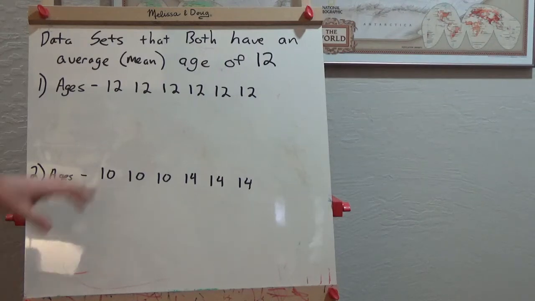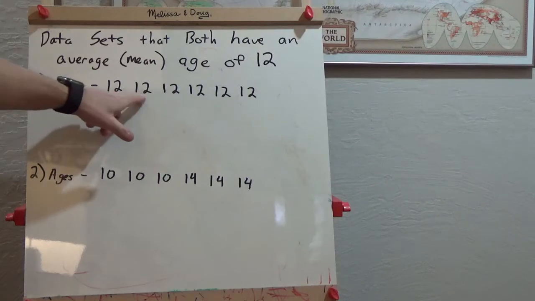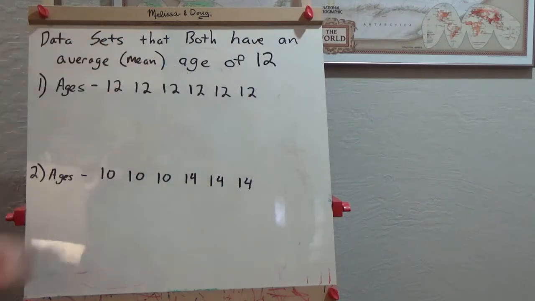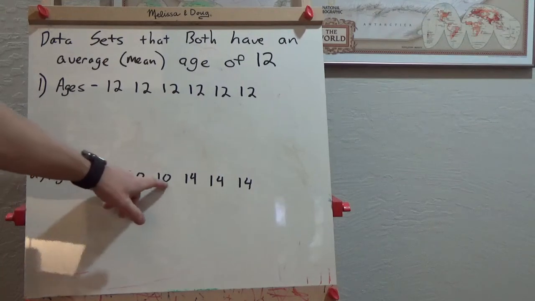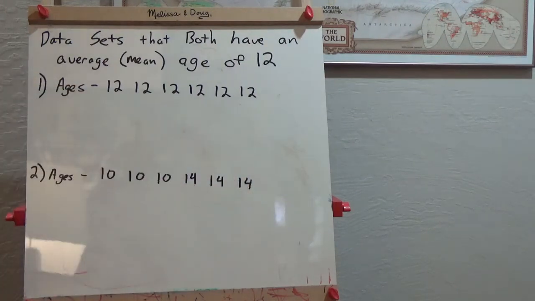With this data set, there are 6 people involved, and in the second data set, there are also 6 people involved, and each of the numbers represents what their age is.